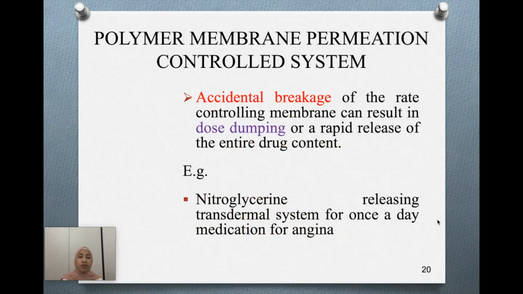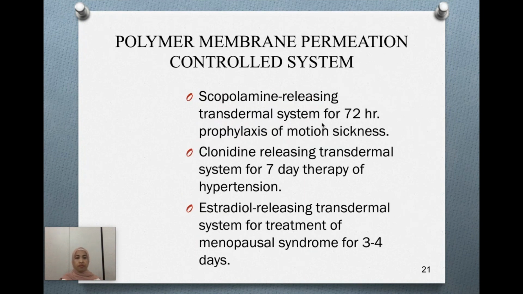Now, a problem is accidental breakage of the controlling membrane can result in dose dumping. If you remember, you have the controlling membrane. So if you break that, all the drug can actually be released out to the skin. So example is nitroglycerin. The once a day medication for angina, it uses this type of patch. Another example of drugs using membrane permeation control system are scopolamine, clonidine, and estradiol.